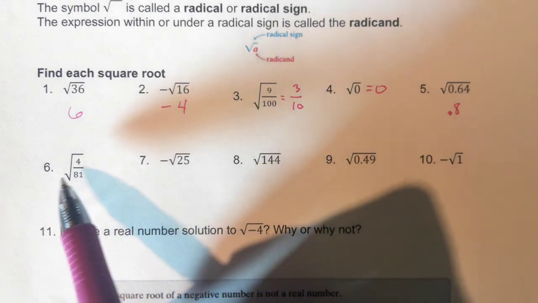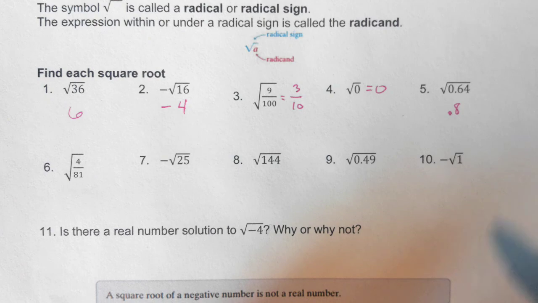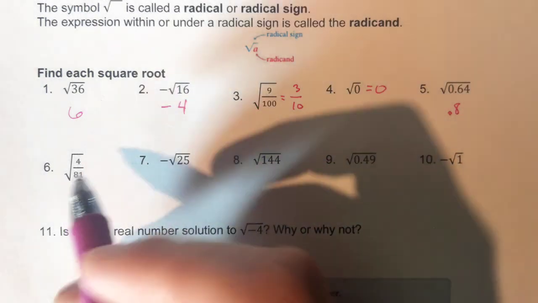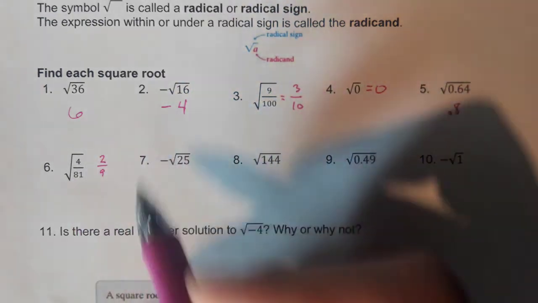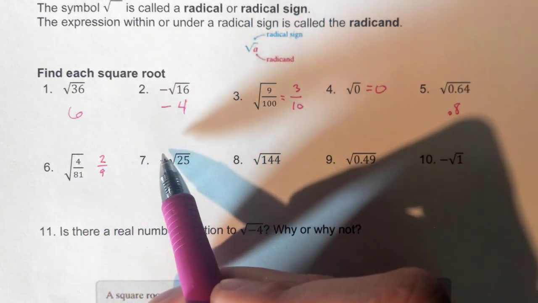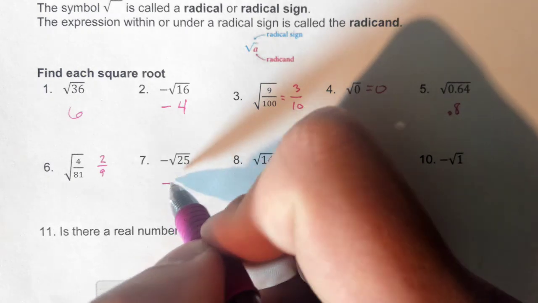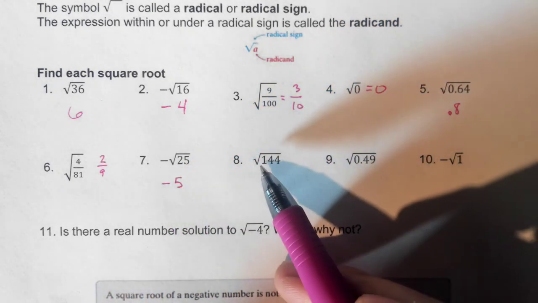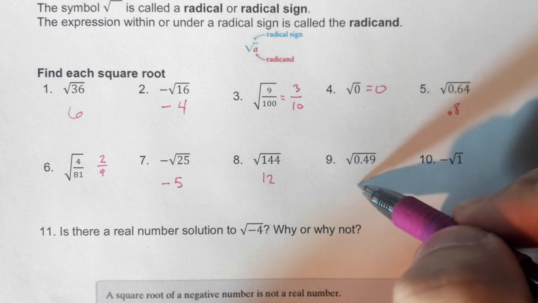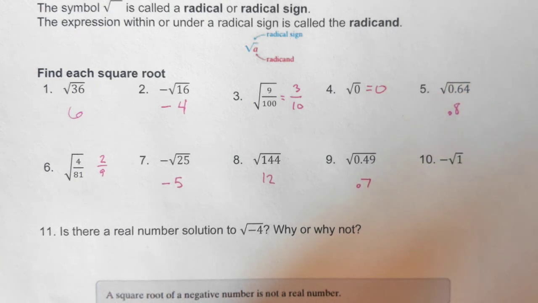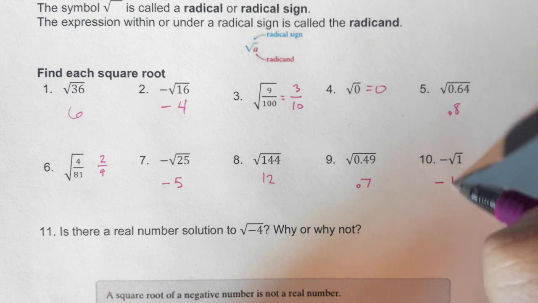If you want to pause here and try the next 5, that would be awesome. Otherwise, here we go. The square root of 4/81 is 2/9 because 2 times 2 is 4, and 9 times 9 is 81. The square root of 25 is 5, and the negative of that is -5. The square root of 144 is 12. 12 times 12 is 144. The square root of 0.49 is 0.7 because 7 times 7 is 49. And that would be -1.